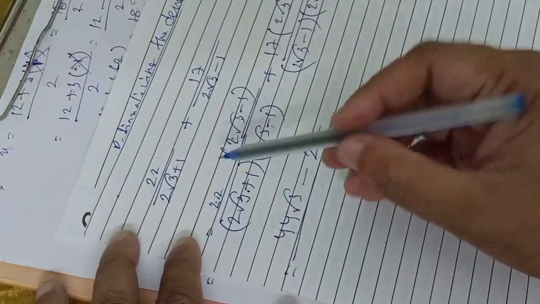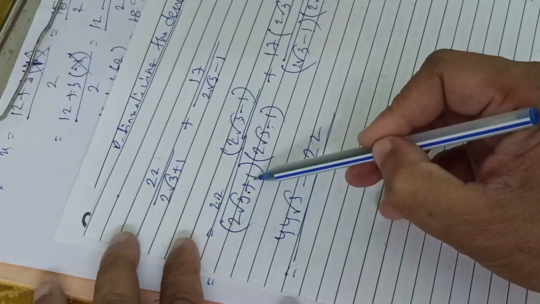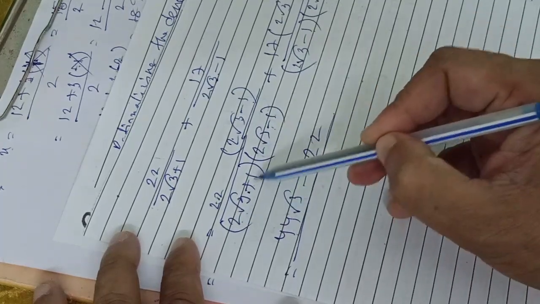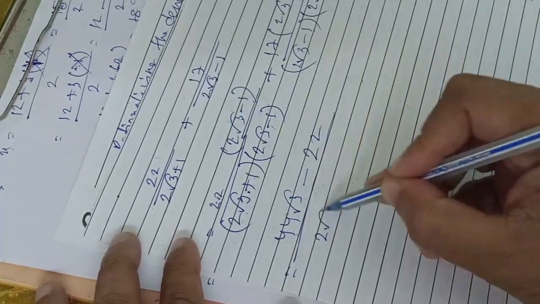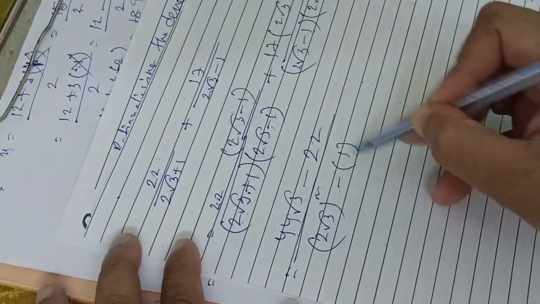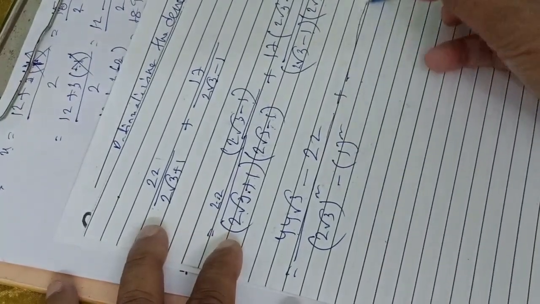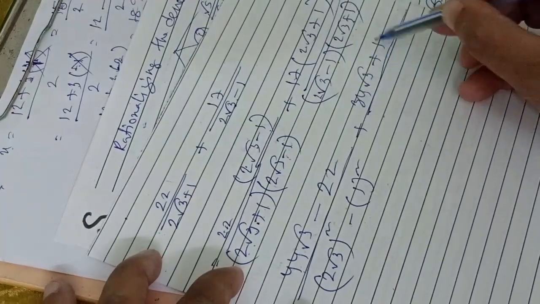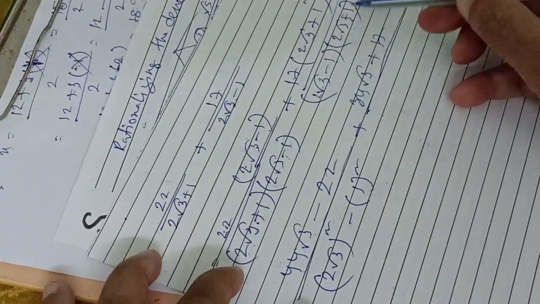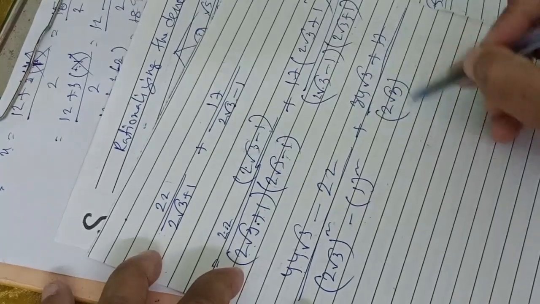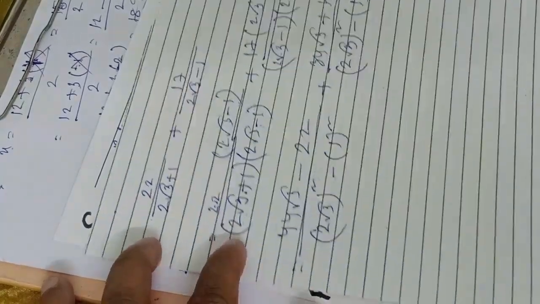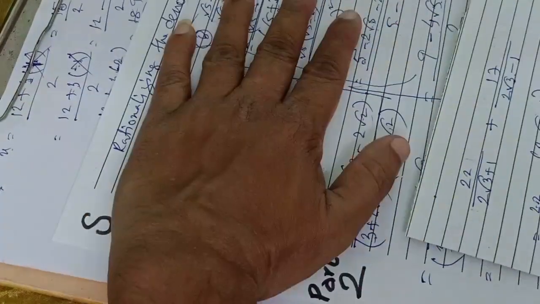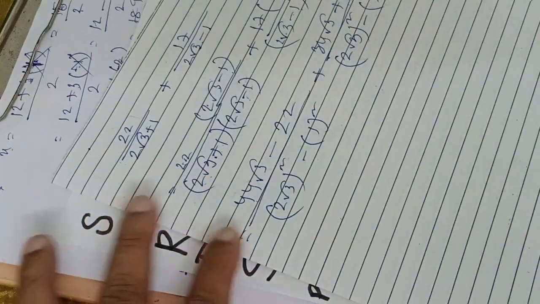Now see this 2 root over 3 plus 1, 2 root over 3 minus 1, that is a plus b, a minus b. So a square minus b square. Let us do it here. The same thing: 17 into 2, 34 root over 3 plus 17. A minus b, a plus b, that is a square minus b square. Understood? The same process we are applying here.